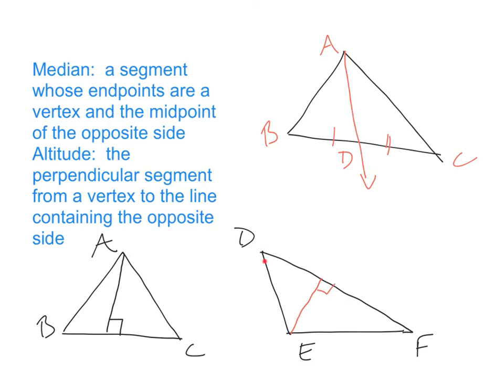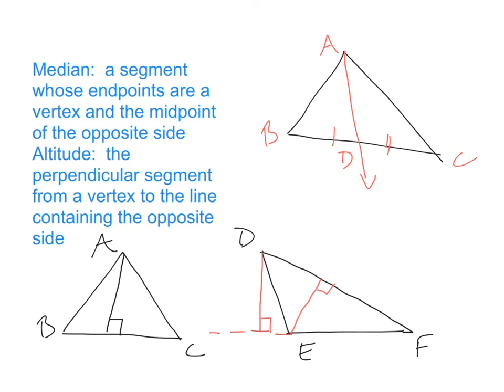But the problem is, what if I go from D? Can you draw a segment that goes like this that's perpendicular? No. And so that's why this part says the line containing the opposite side. The altitude from D would actually drop down. You would extend this side right here, and the altitude would drop down, and that would be the altitude. That's why it says the perpendicular segment from a vertex to the line containing the opposite side.